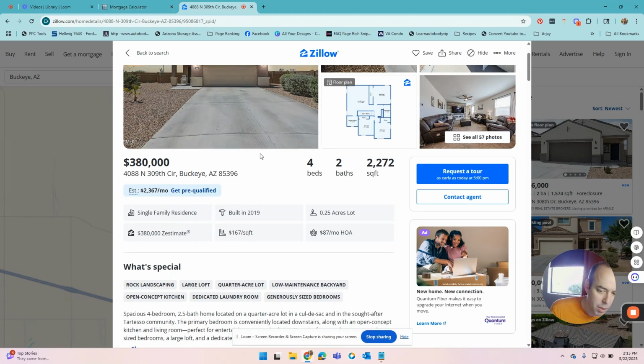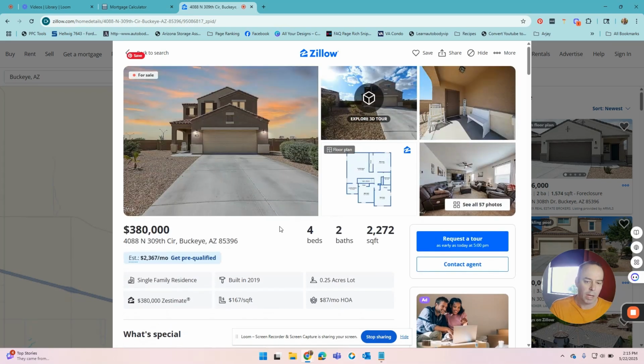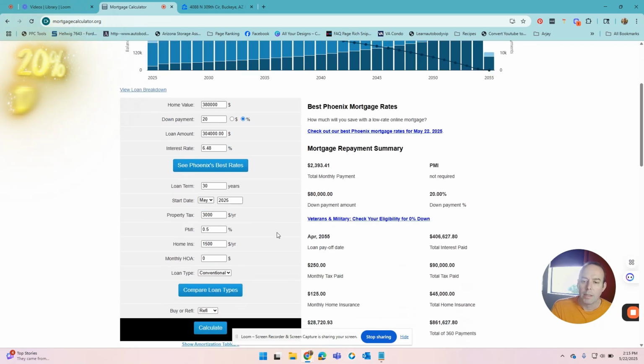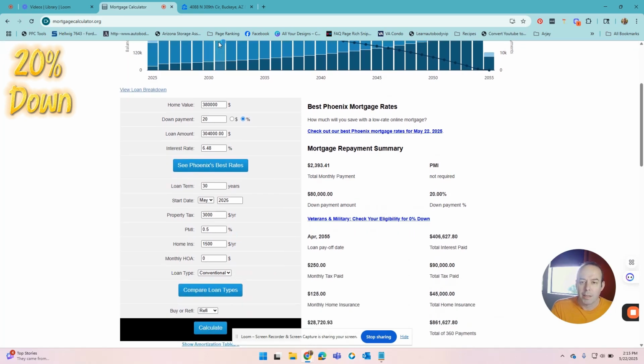Normally that's like a 20% down conversation, and nothing wrong with 20% down, but there's reasons to put that money down. Obviously if you have it. If you don't have it, then it's a moot point. Let's go over here and let's see. So I like to do percentage. Let's say we put 20% down, see how close we can get to that Zillow price. 30-year term. Property taxes, let's do exact.